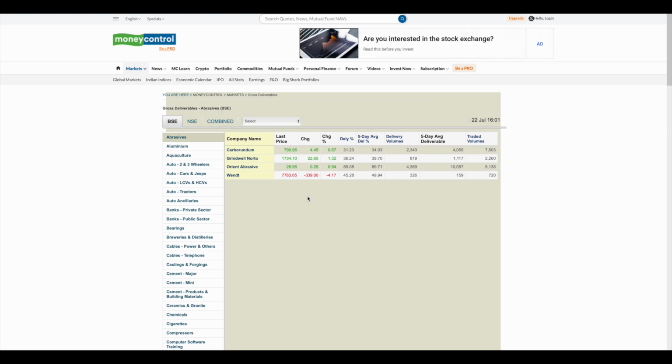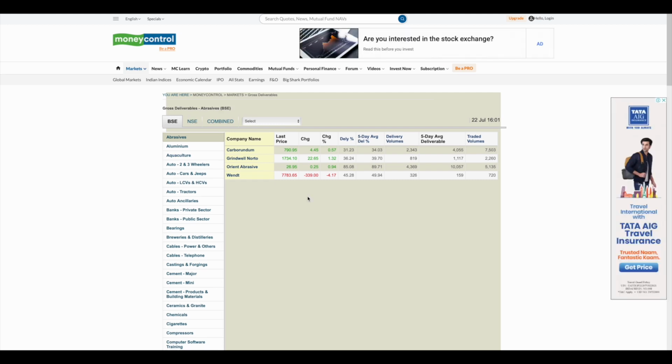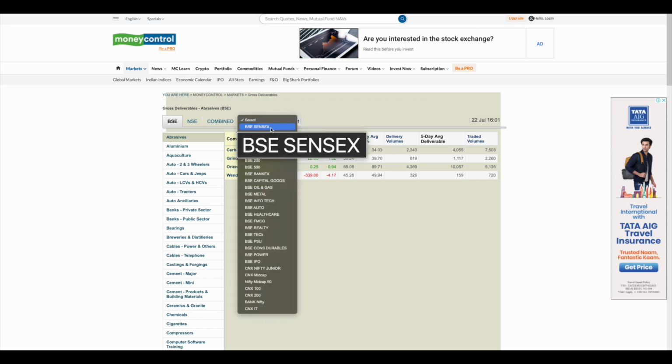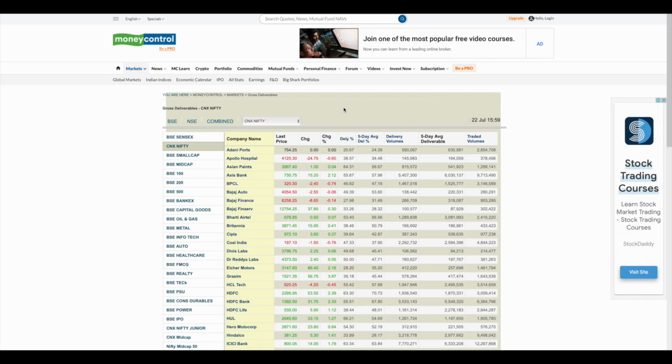Now I prefer to trade only in Nifty 50 stocks. So go to this select section and from here we will choose CNX Nifty so that we get only Nifty 50 stocks. Now this is the section where we are going to find high quality stocks for intraday and swing trading.